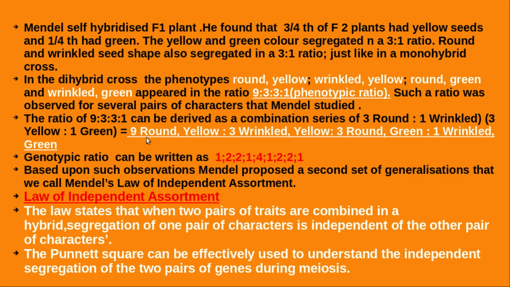When we expand, the ratio is 9 round yellow to 3 wrinkled yellow to 3 round green to 1 wrinkled green. And the genotype ratio can be written as 1:2:2:1:4:1:2:2:1. Based upon such observations, Mendel proposed a second set of generalizations.